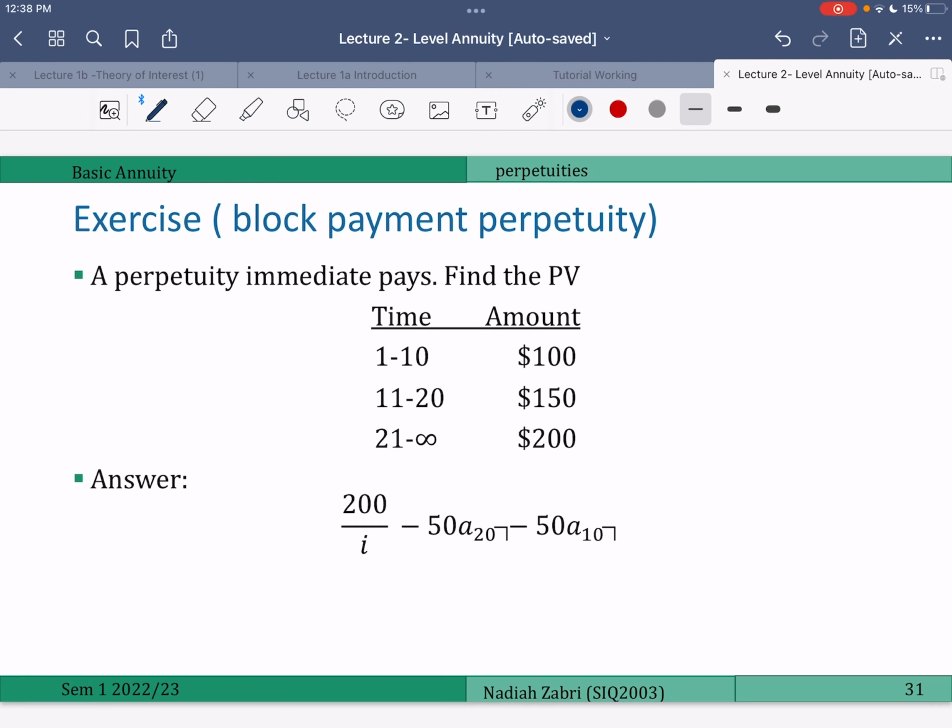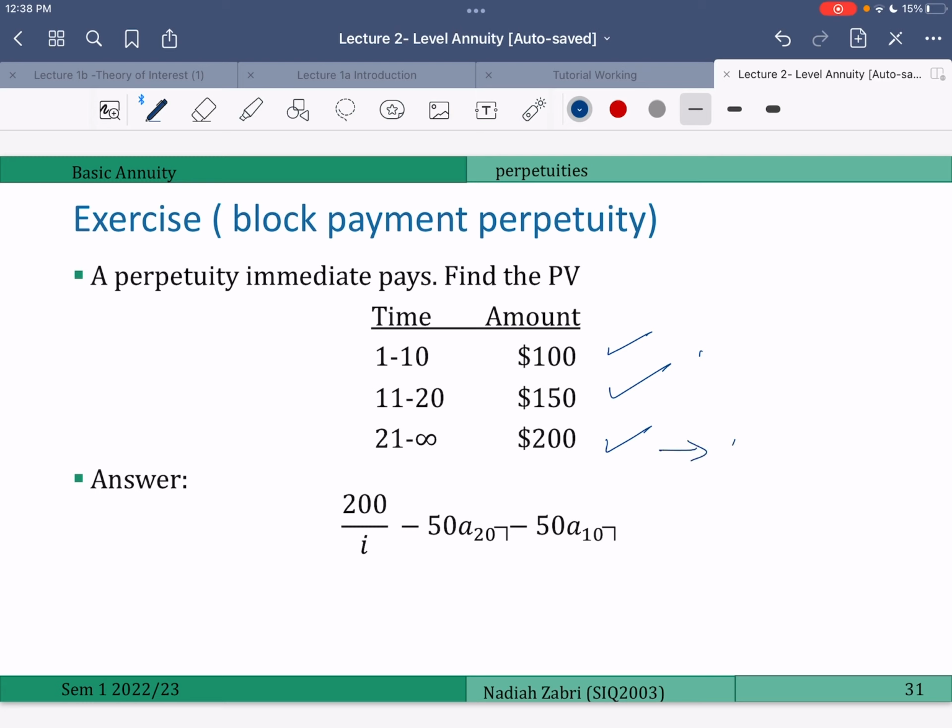Okay, so exercise: if we have block payment of perpetuity. So this is the perpetuity between 1 to 10, our block is $100. Between 11 to 20, our block is 150. But 21 to infinity, the block is 200. So it goes 200 until infinity.